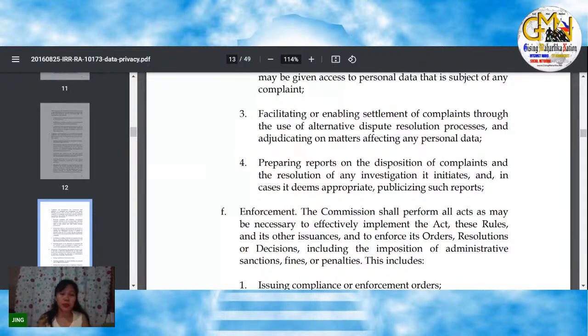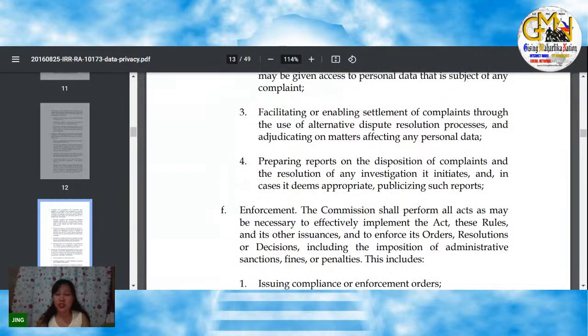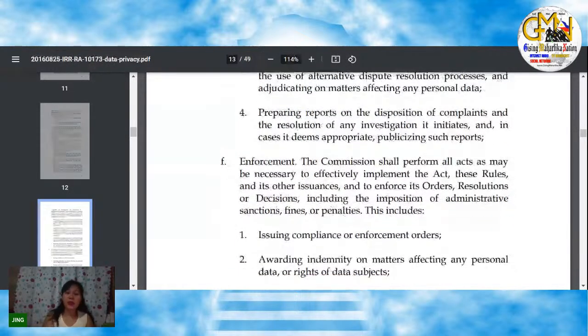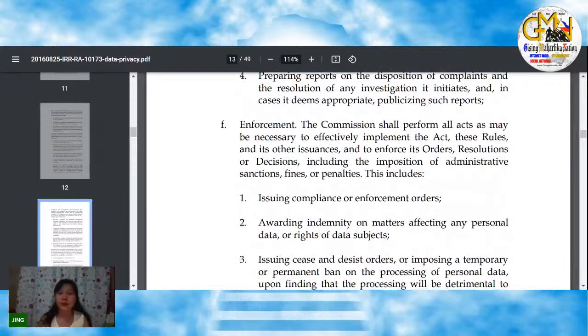Number 4, preparing reports on the disposition of complaints and the resolution of any investigation. It initiates and, in cases it deems appropriate, publicizing such reports.